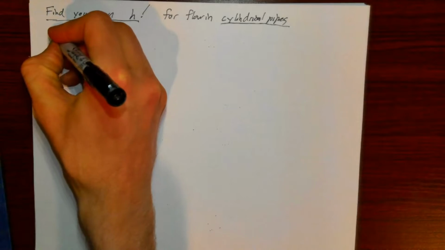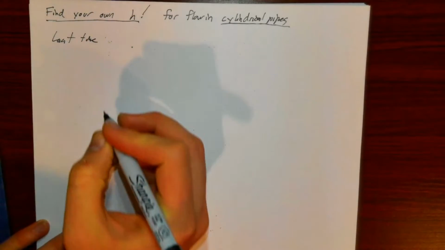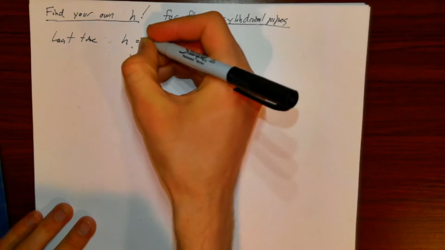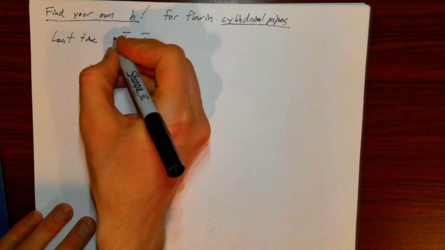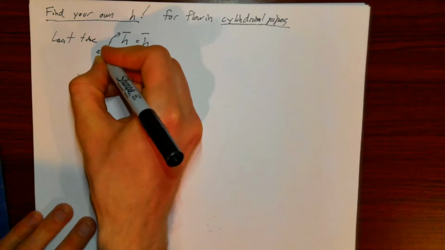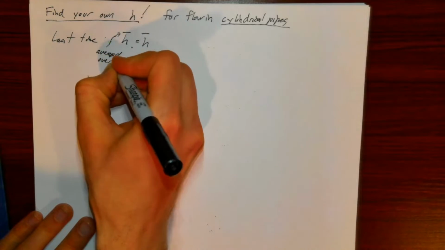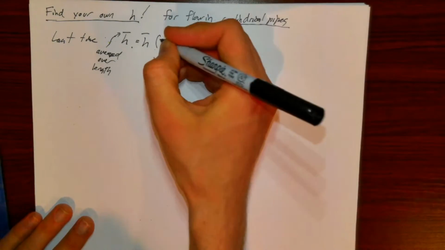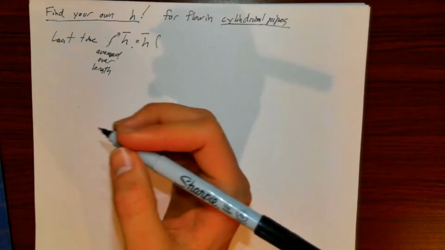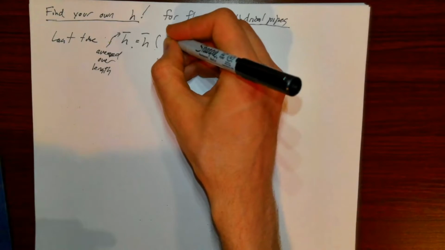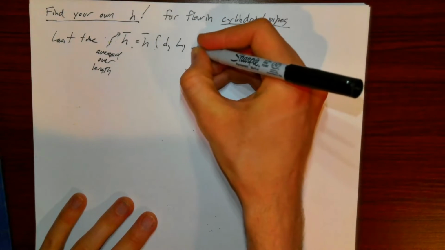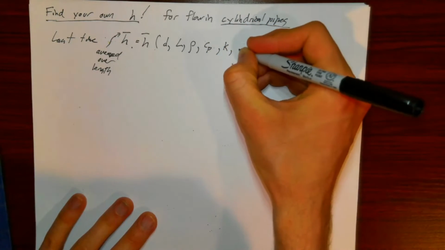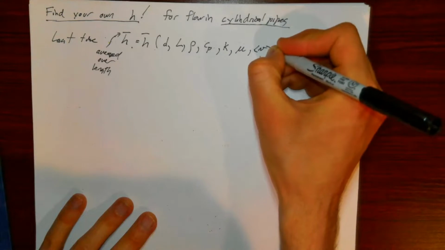So last time we talked about how this h could basically be a function of a ton of variables, and we did an h bar because we were dealing with an average; we were averaging over the pipe length. We said h bar could be a function of a ton of variables, and in particular it could be a function of the pipe diameter, the pipe length, the fluid density, the fluid specific heat, the fluid's thermal conductivity, the fluid's viscosity, as well as the fluid's average velocity in the pipe.